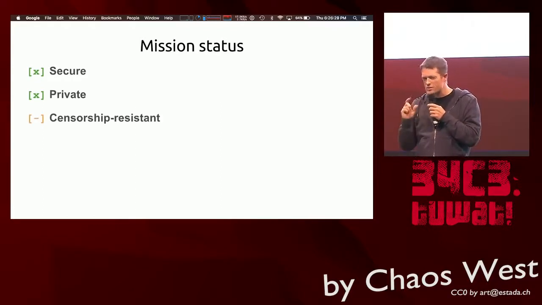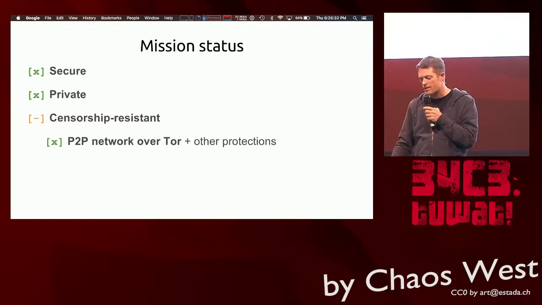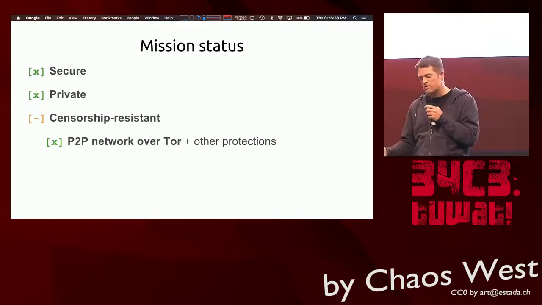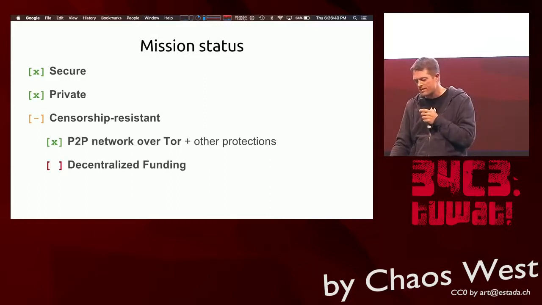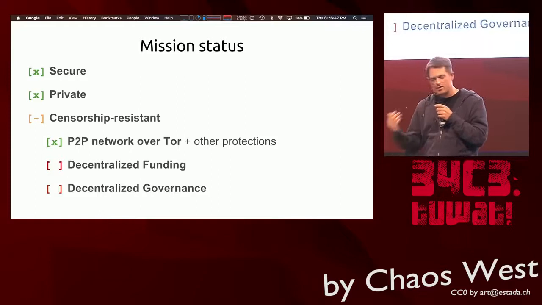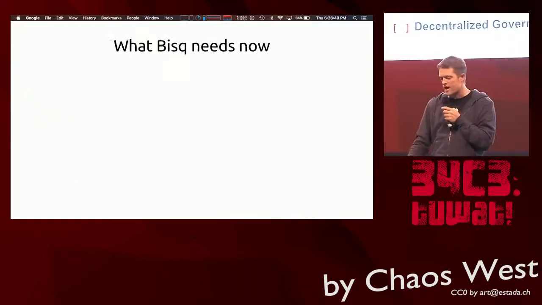But with regard to censorship resistance, like I say, there's work to be done. The peer-to-peer network over Tor goes a long way towards censorship resistance. That's great. But decentralized funding, up until very recently, we hadn't made a lot of progress in that. And decentralized governance, we hadn't made a lot of progress in that.